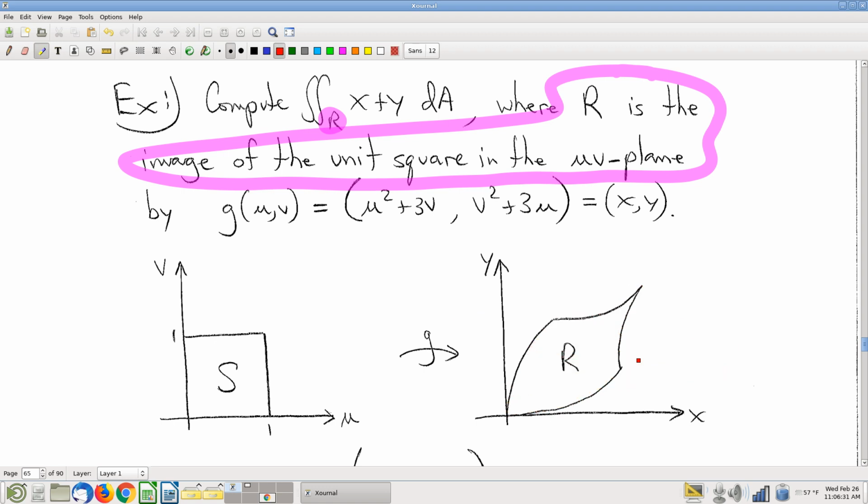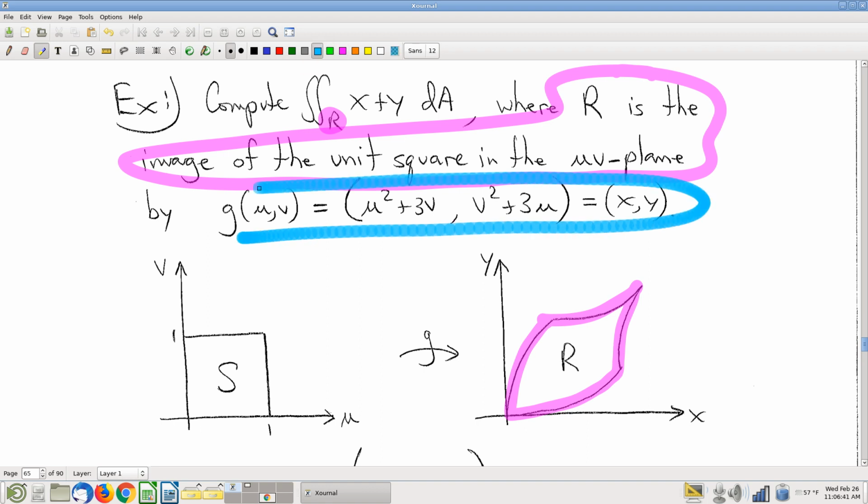Okay, so there's our domain, and now the domain is given. You'll notice this is just a starter example, by the way. It's given as the image by way of this function that I'm calling g, specifically the image of the unit square.